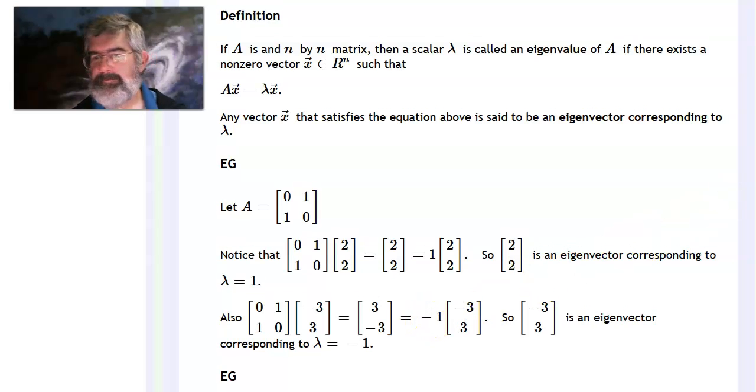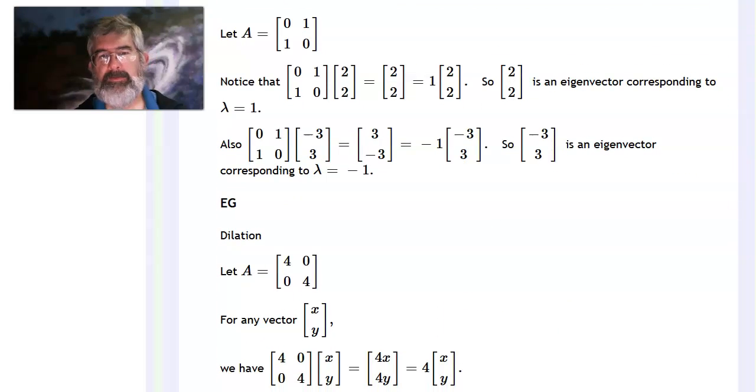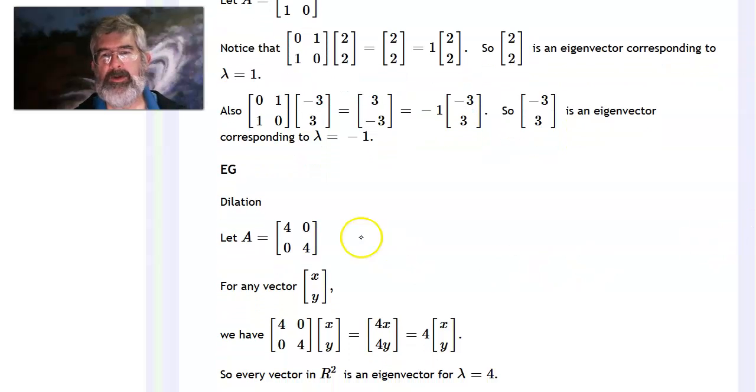Here's another example. Dilation. So what I want to do is multiply by this matrix. And notice for any vector x, y, when I multiply by 4, 0, 0, 4, I get 4x, 4y, which is 4 times x, y. So 4 is an eigenvalue, and any x, y, it turns out any vector you want, is an eigenvector for lambda equals 4. Right?